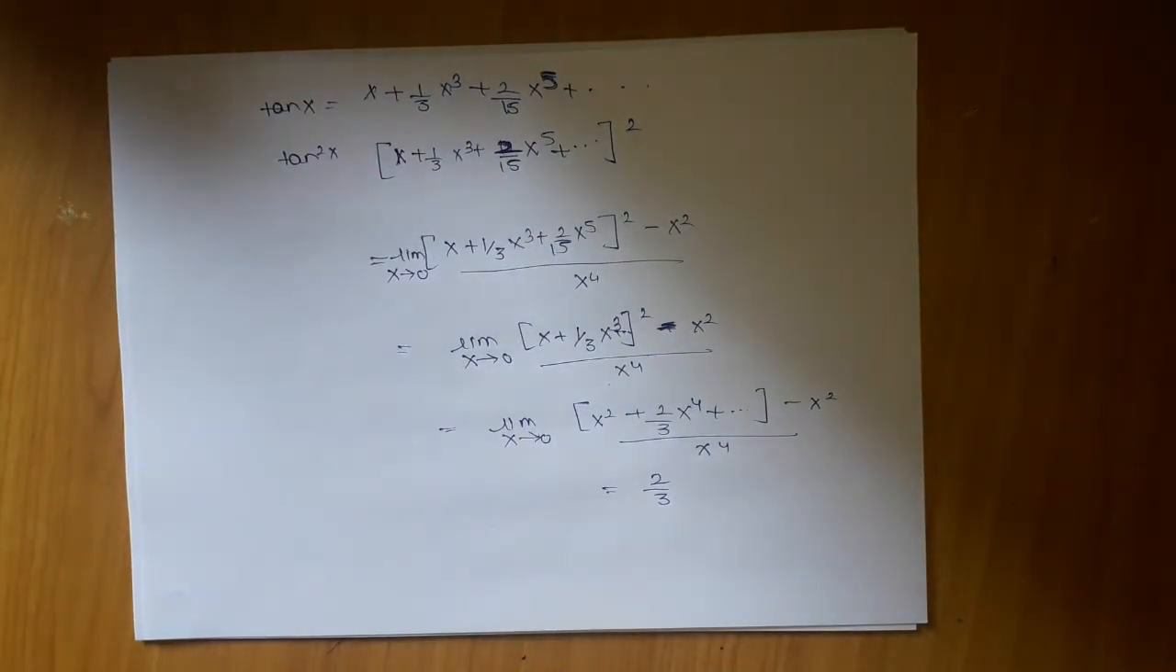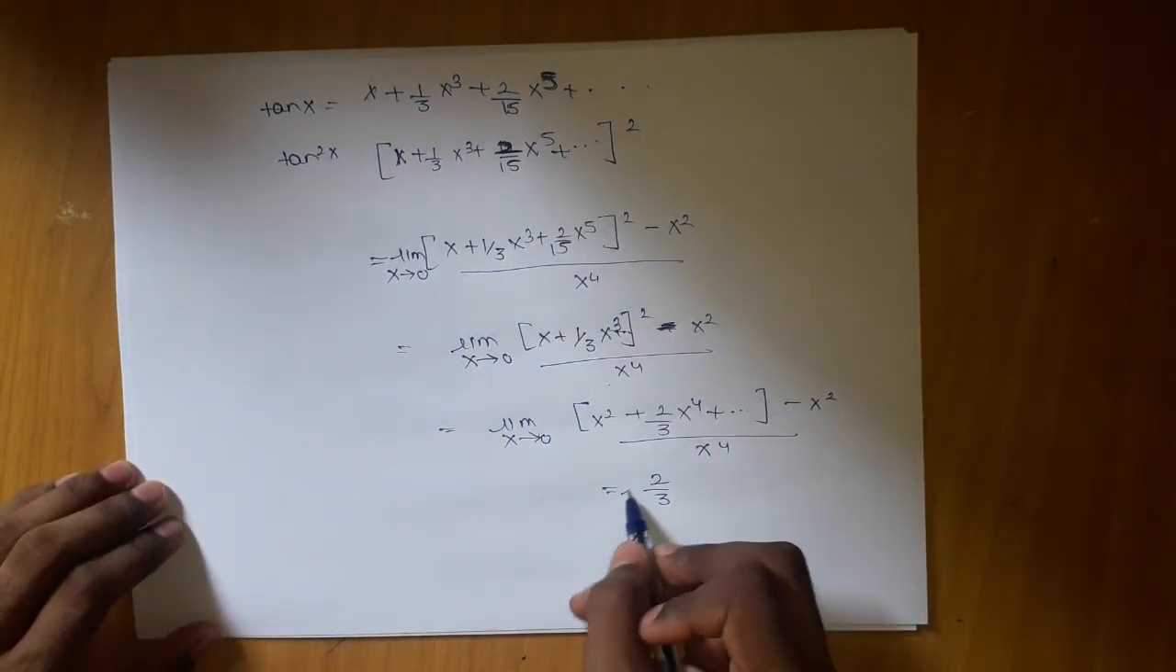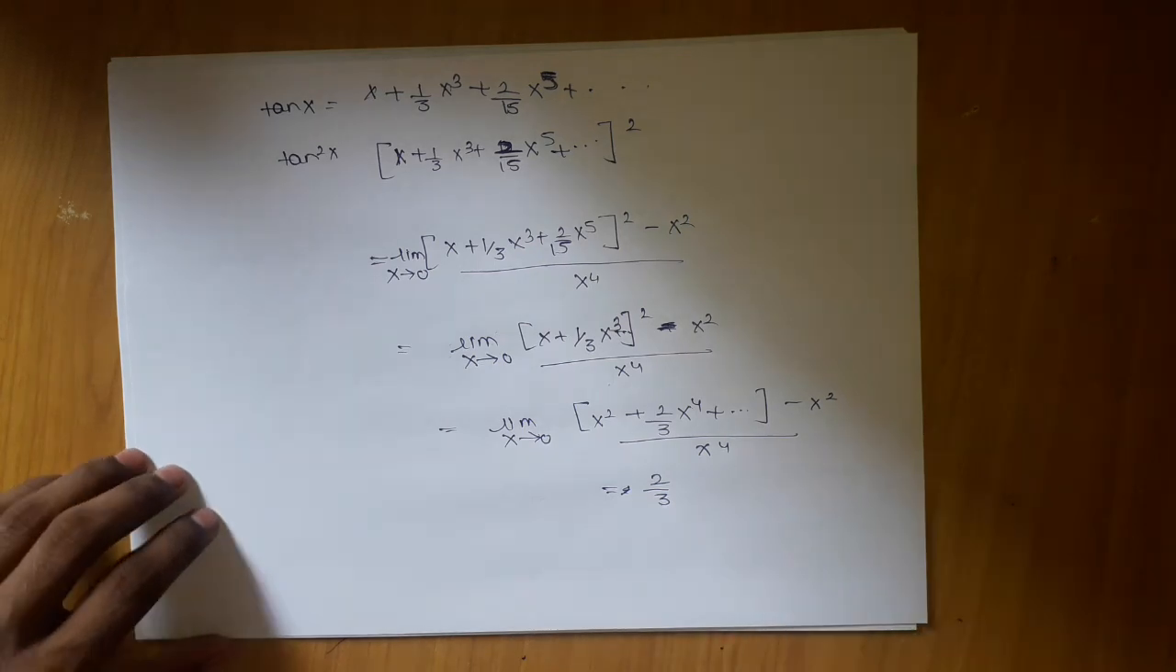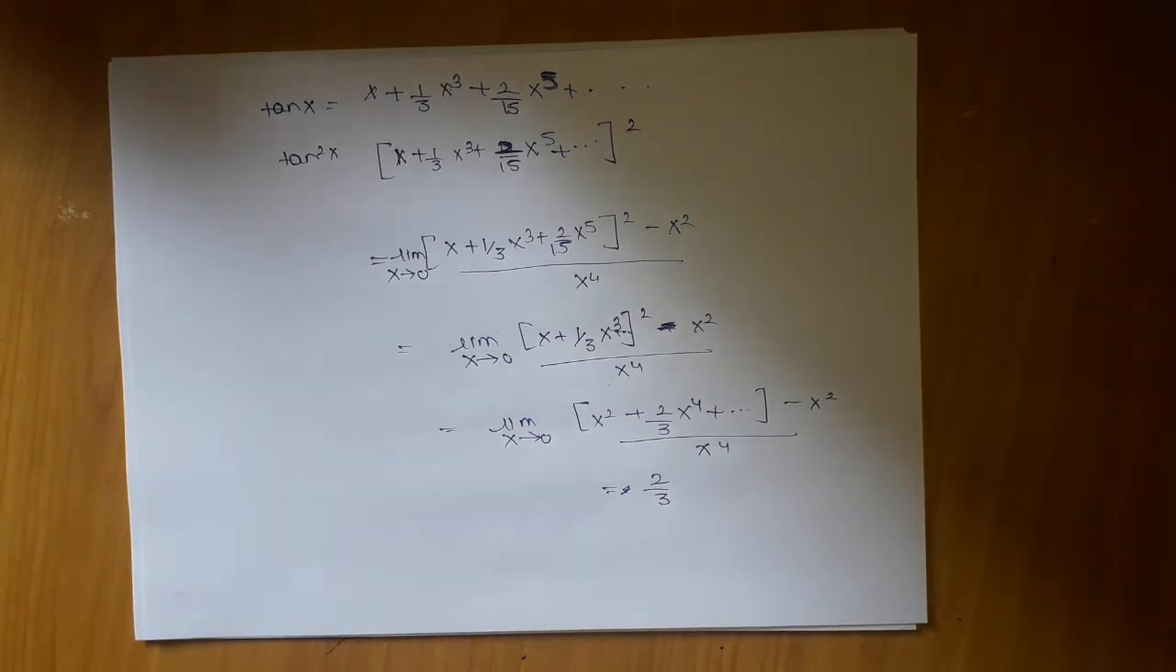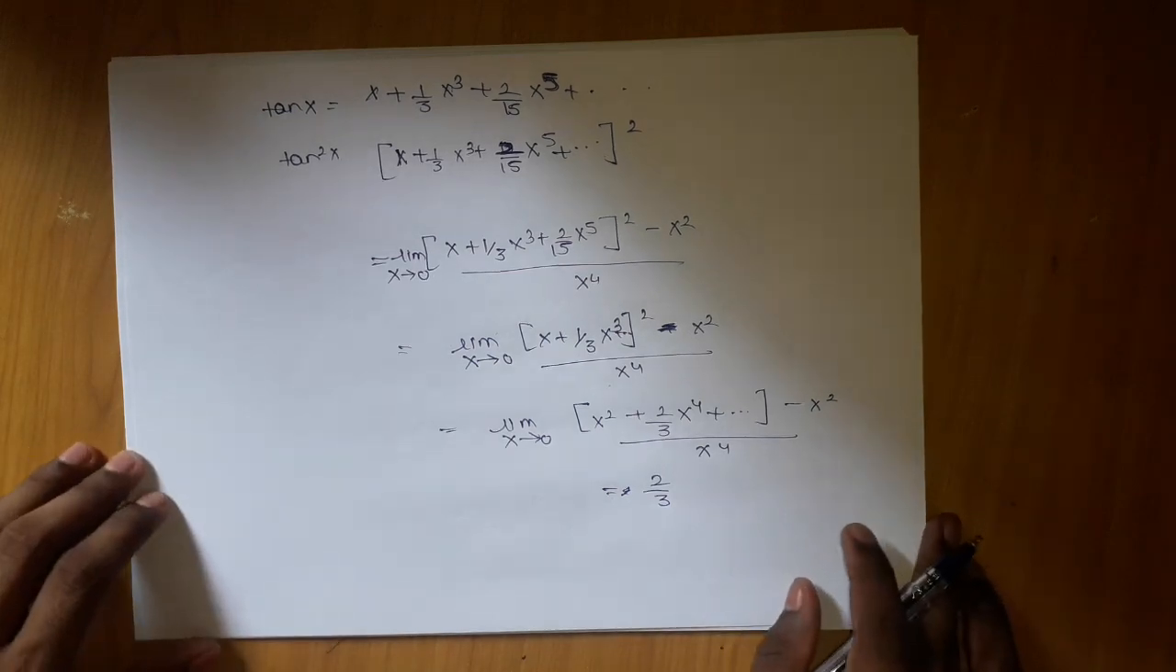Hope you have understood this problem. Now you just have to write that 1 by x square minus 1 by tan square x is equal to this, and you will get the complete marks. Now we are done with this session.